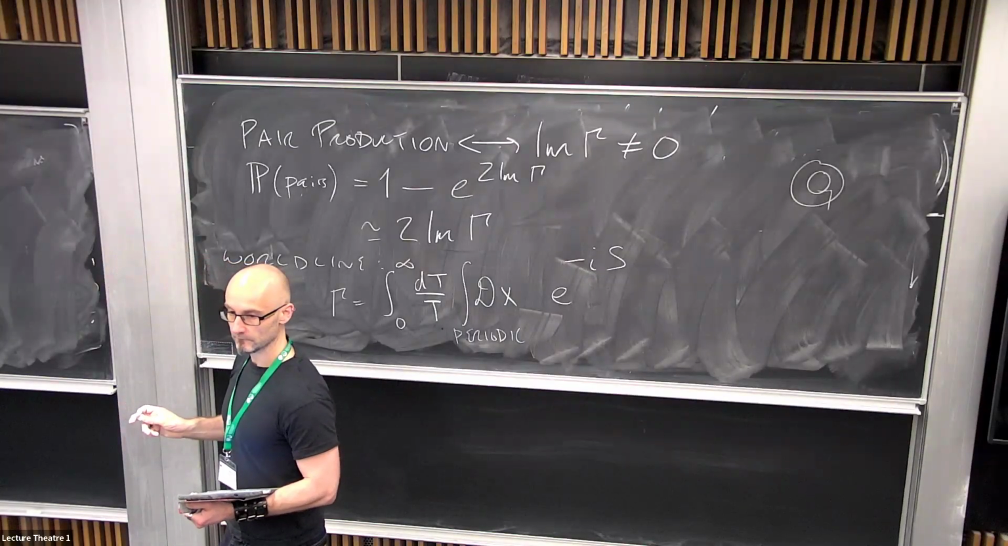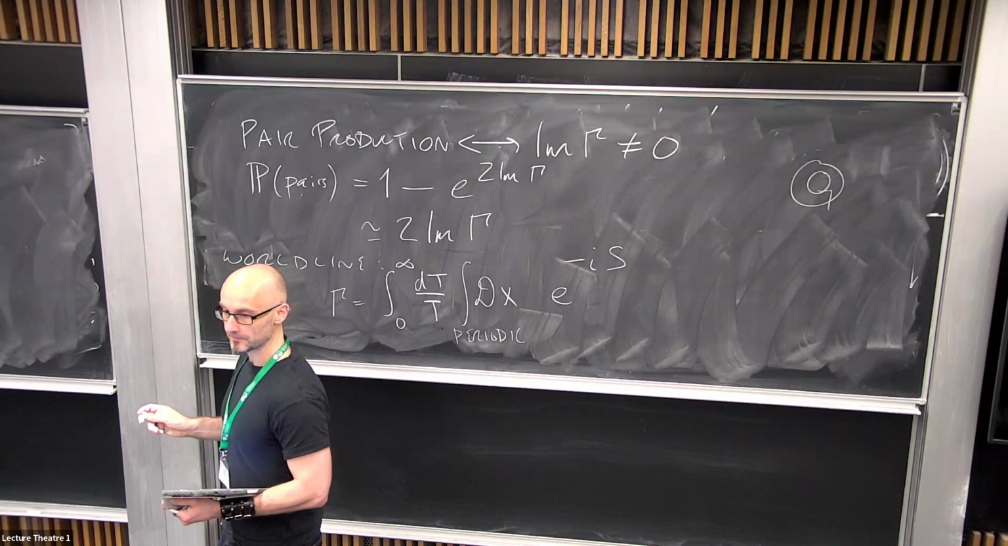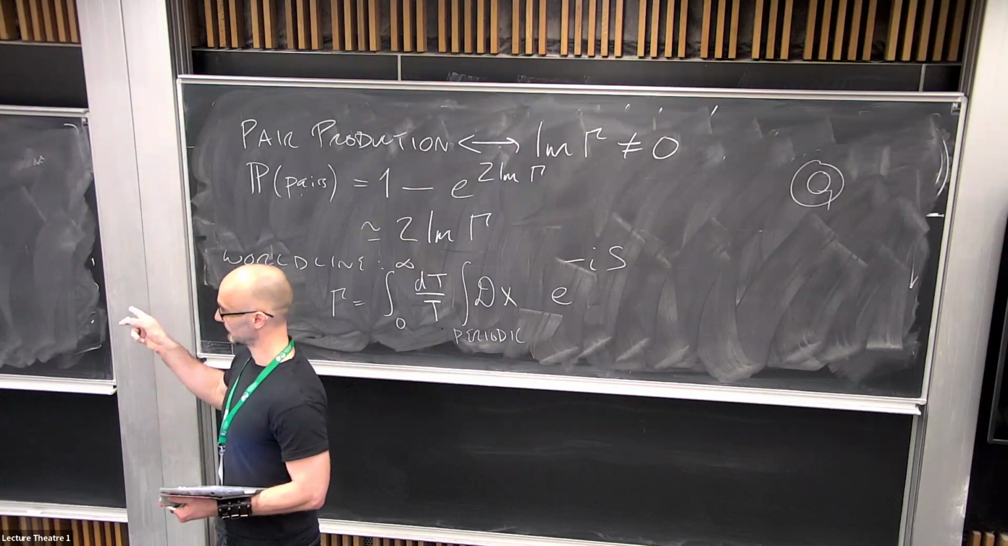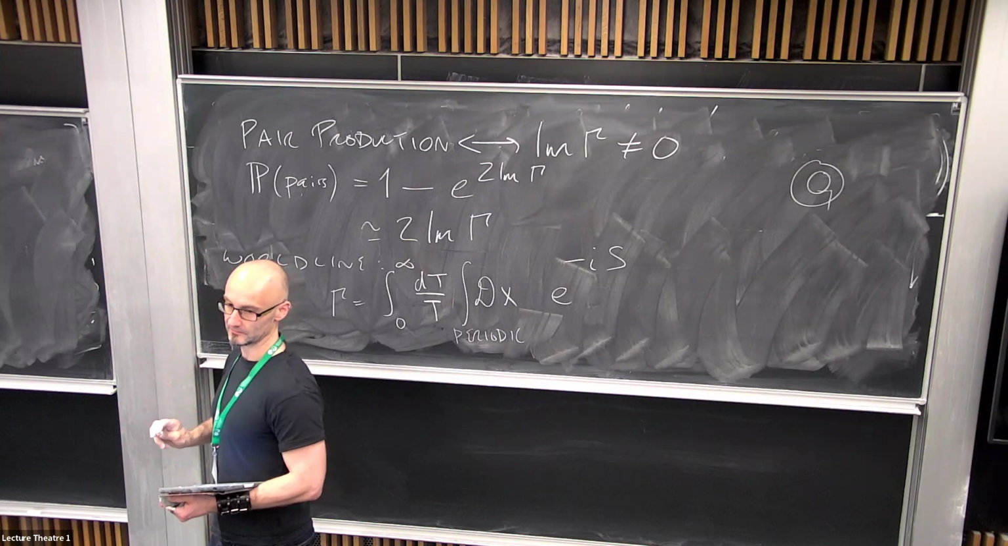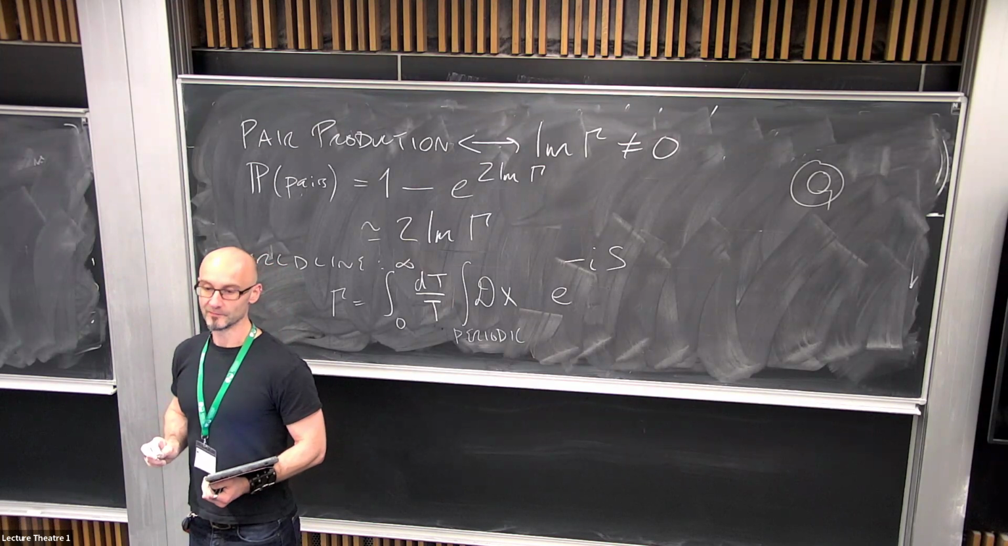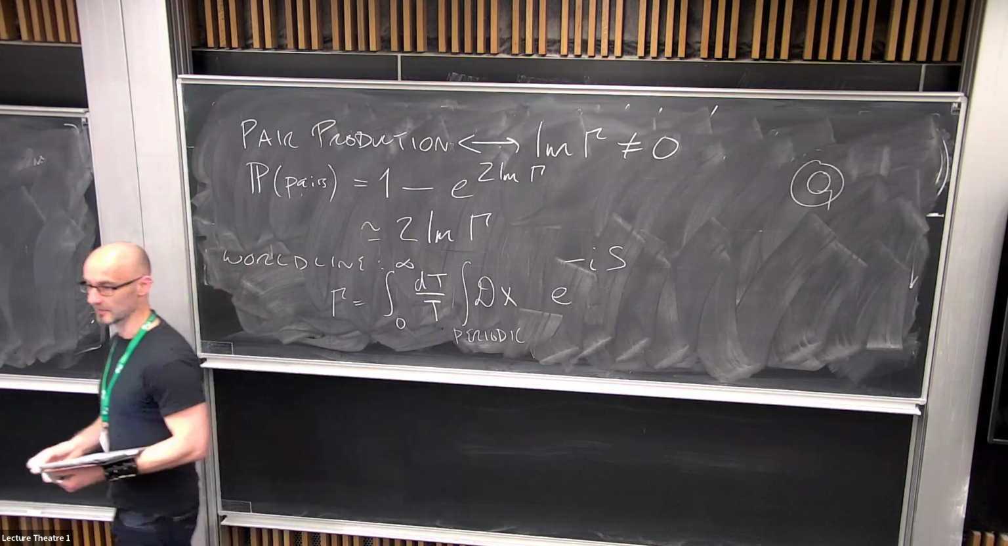Why the world line and not some optical theorem? Because the world line is the simplest way of calculating. It's really simple, simpler than the optical theorem. Oh God, yeah. I'll show you explicitly. It's really simple.